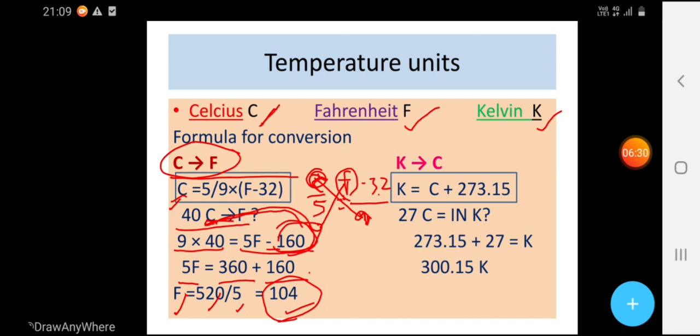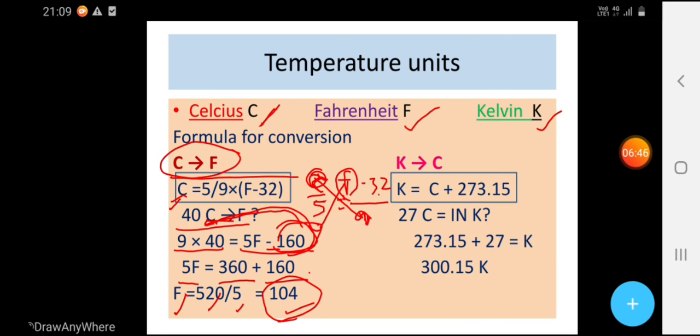Okay, so in that way you can change any temperature. Any value given for Celsius or given in Fahrenheit, you can convert any one, Celsius to Fahrenheit or Fahrenheit to Celsius also.